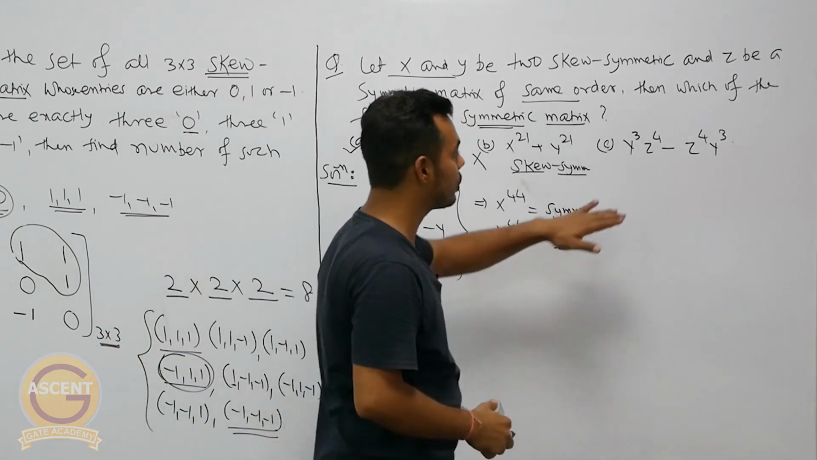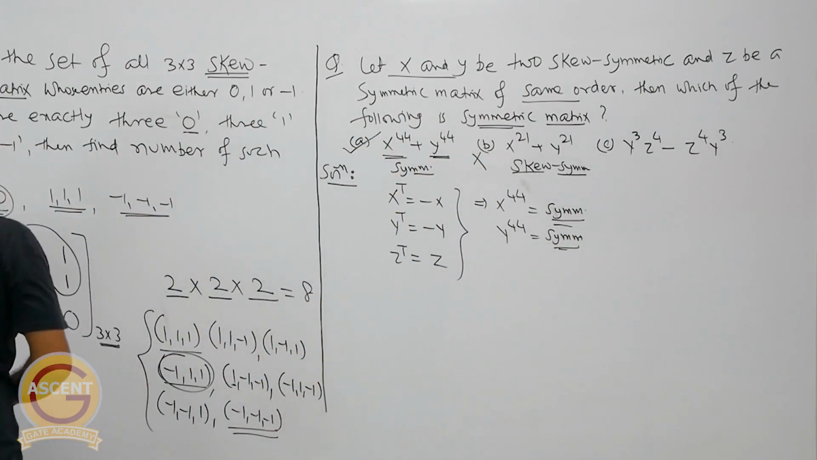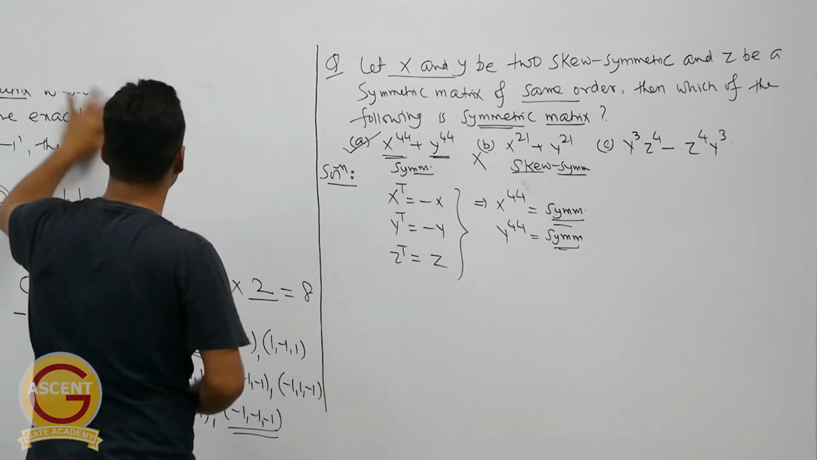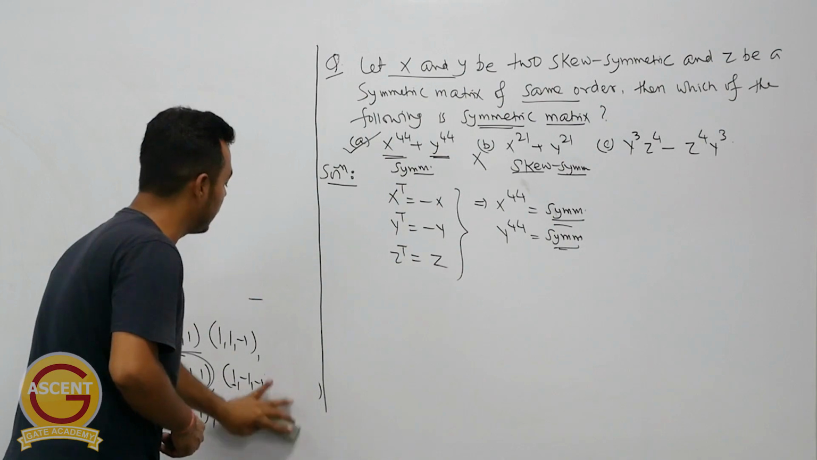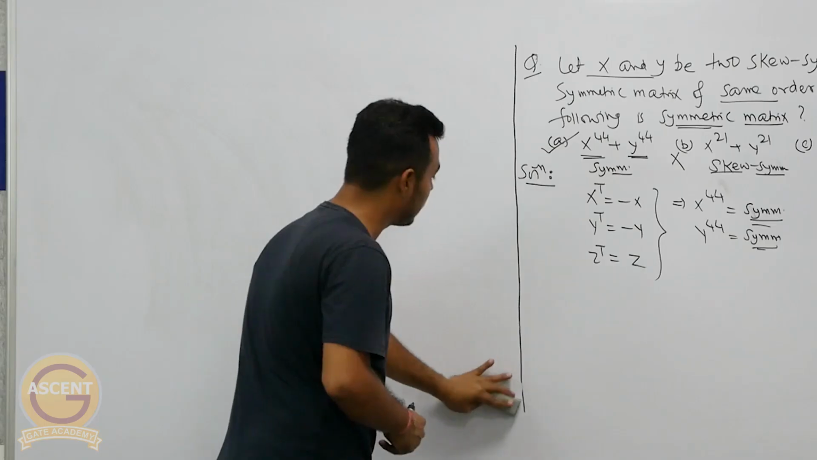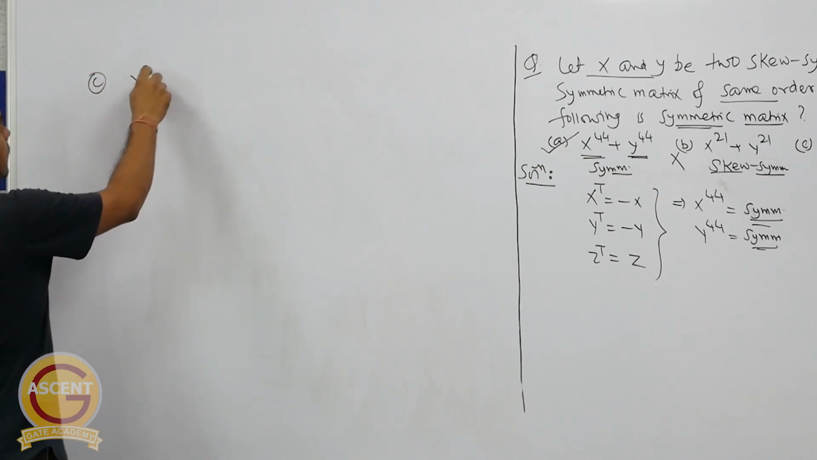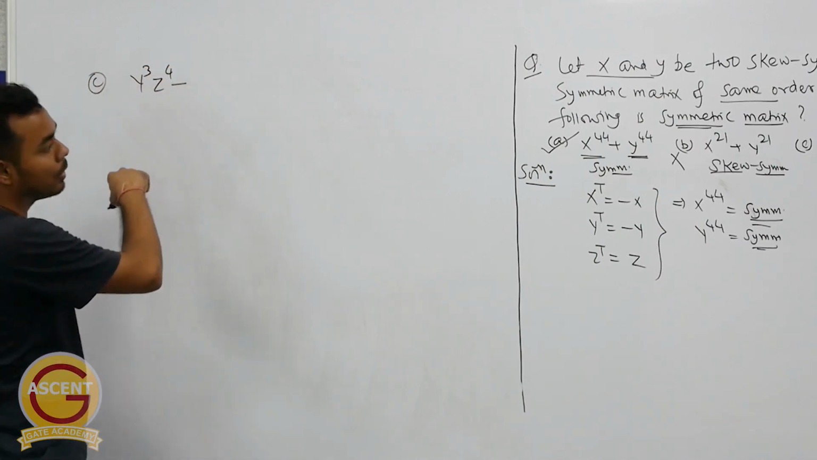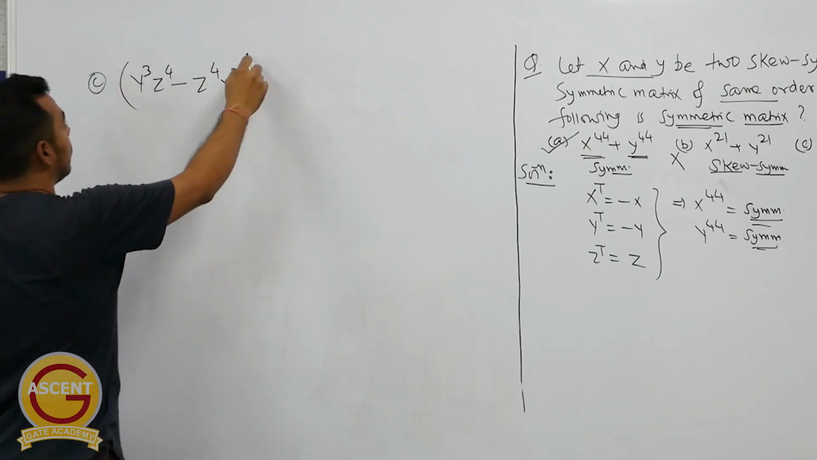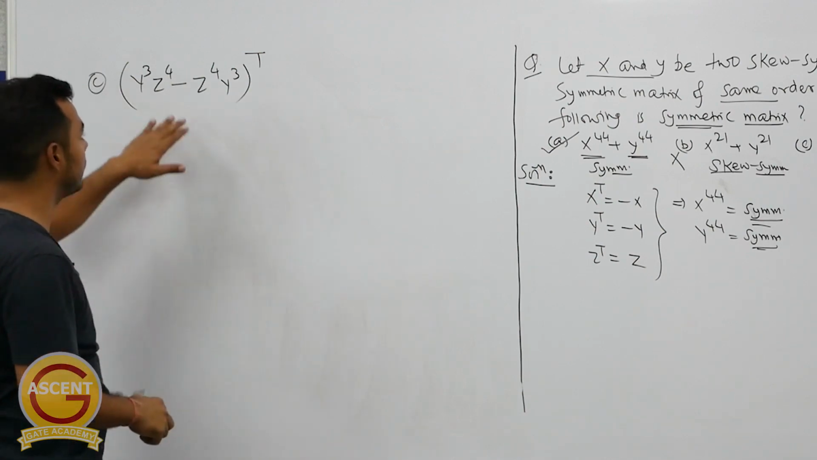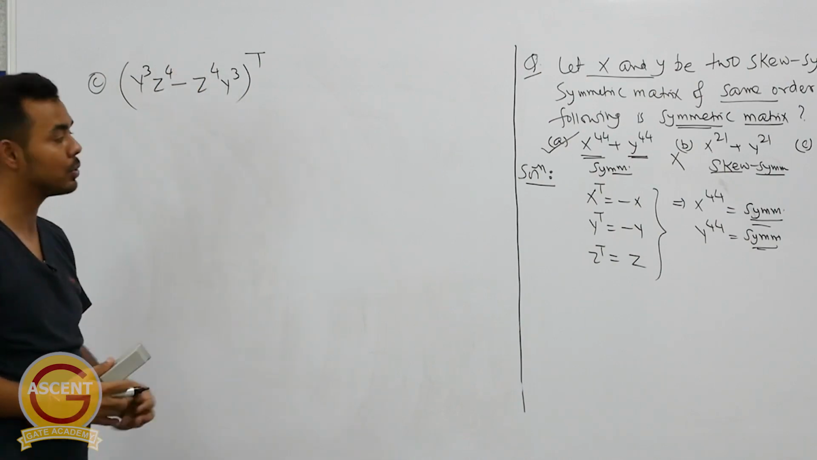Now we have to check whether option C is symmetric or skew symmetric. If I want to find whether a matrix is symmetric or skew symmetric, we have to calculate the transpose of the matrix. If I get the same matrix, then the matrix will be symmetric. Otherwise it will be skew symmetric. So in option C, the matrix is y cube z4 minus z4 y cube. Now we are going to calculate the transpose of this matrix, and if I get the same matrix, then it will be symmetric. If I get the matrix with minus sign, then it will be skew symmetric.